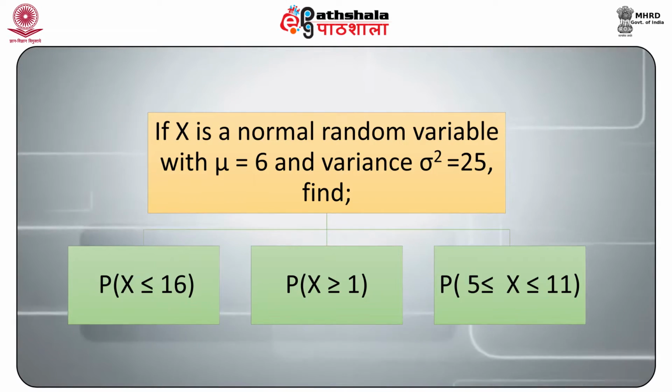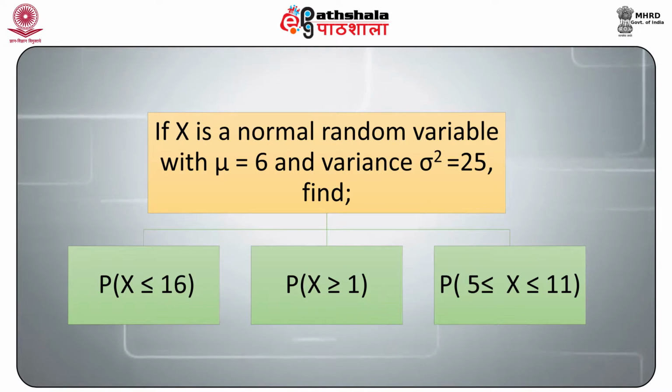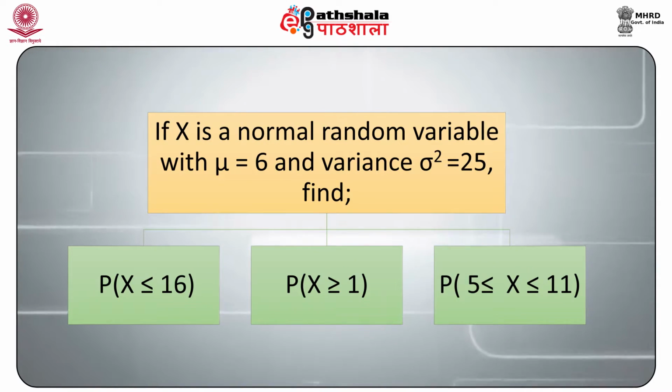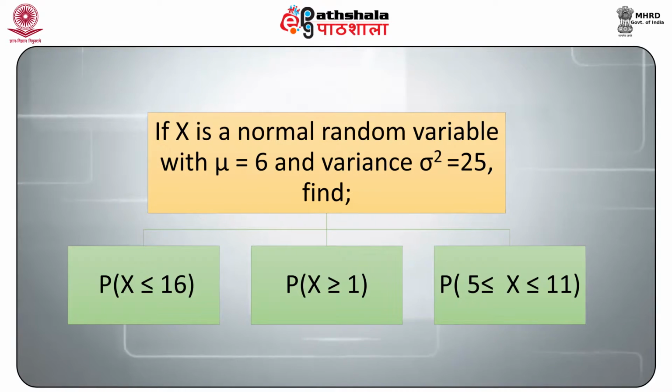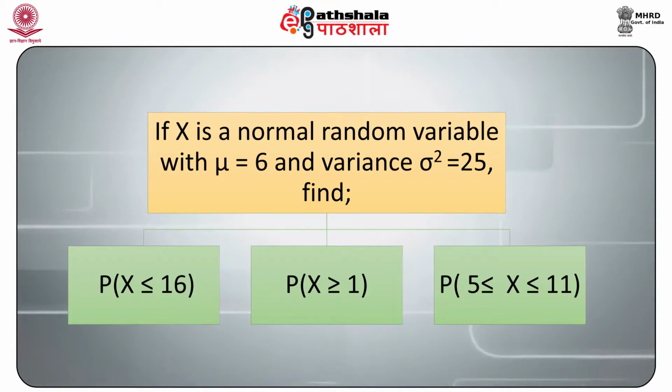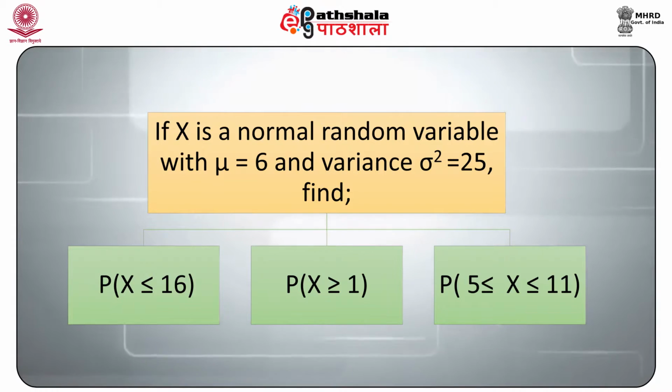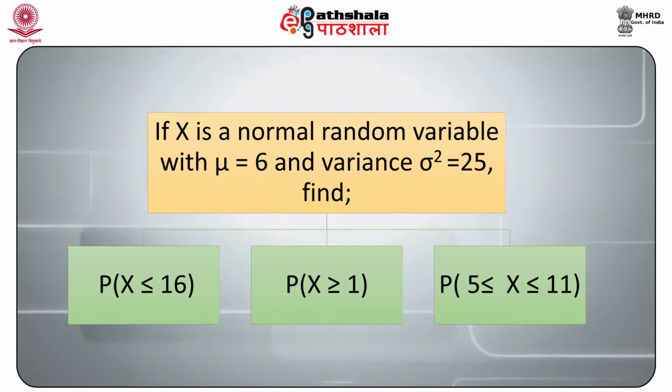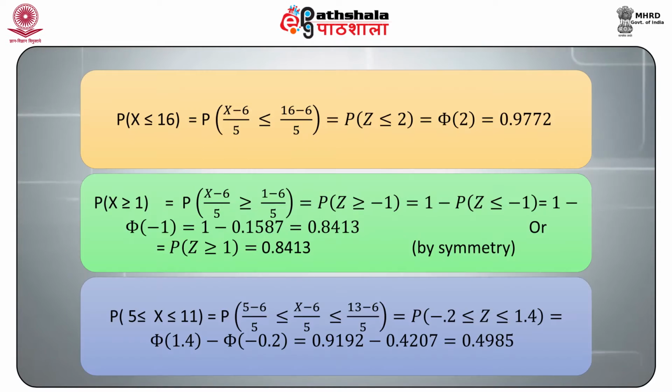Example 3. If x is a normal random variable with mu equal to 6 and variance sigma square equal to 25, find probability of x less than or equal to 16, probability of x greater than or equal to 1, and probability of x ranging from 5 to 11. The first is probability of x less than or equal to 16, which is equal to probability of z less than or equal to (x minus 6) upon 5, equal to (16 minus 6) upon 5, equal to probability of z less than or equal to 2, equal to phi of 2, equal to 0.9772.